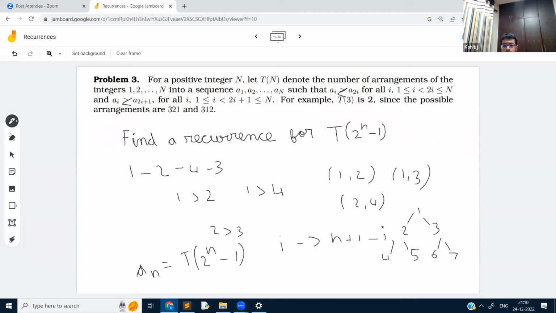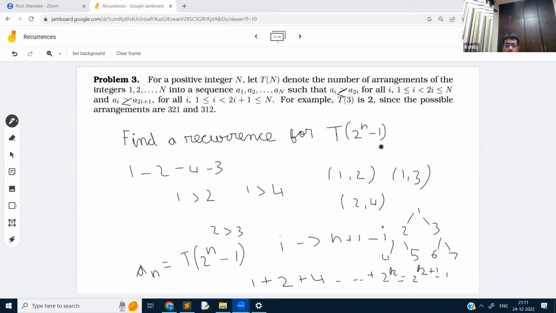And now since it's a perfect power of 2 minus 1, it will be a complete tree. So the last layer will be completely covered. Basically, there will be one node in the first level, two in the second level, and 4 in the third level, and so on, up to 2 to the power k equal to 2 to the power k plus 1 minus 1. Okay, so someone is asking what is a tree?